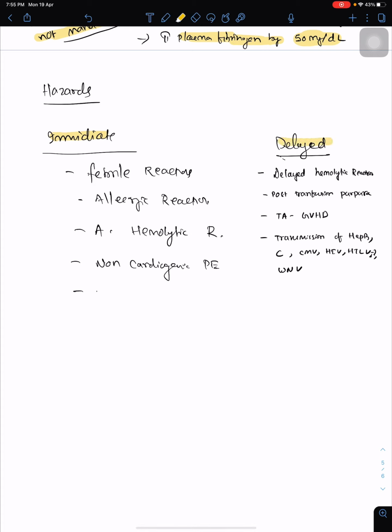What are the delayed reactions? Delayed hemolytic reaction, post-transfusion purpura, transfusion-associated graft versus host disease in transplant patients, and transmission of some viral diseases like hepatitis B, C, cytomegalovirus, human immunodeficiency virus, West Nile virus, HTLV-2, and so on.